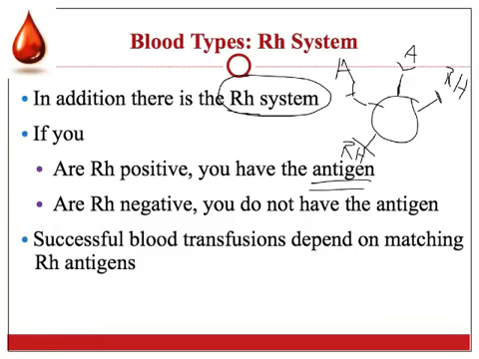Therefore, when you're doing blood transfusions, when you're trying to give someone blood, you have to pay attention to both the ABO system and this Rh system.